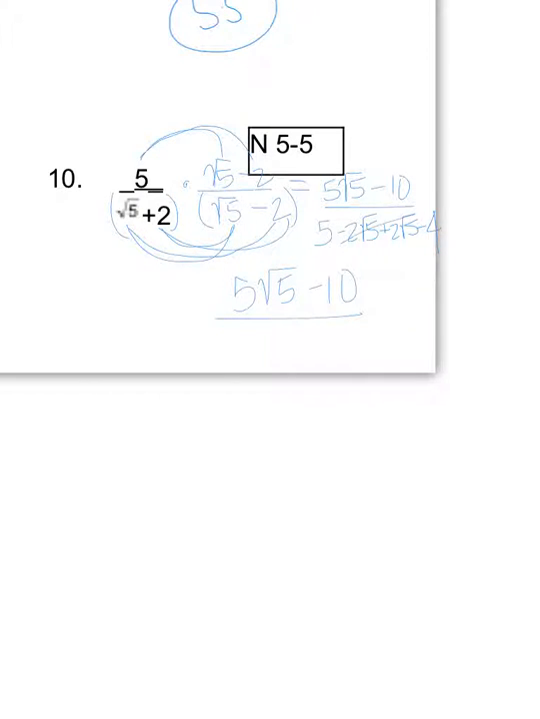Denominator, notice that these middle terms cancel. That's why you're multiplying it by the conjugate. And then you just have 5 minus 4, which is 1. So I don't have to put over 1 here, so that would be my answer.